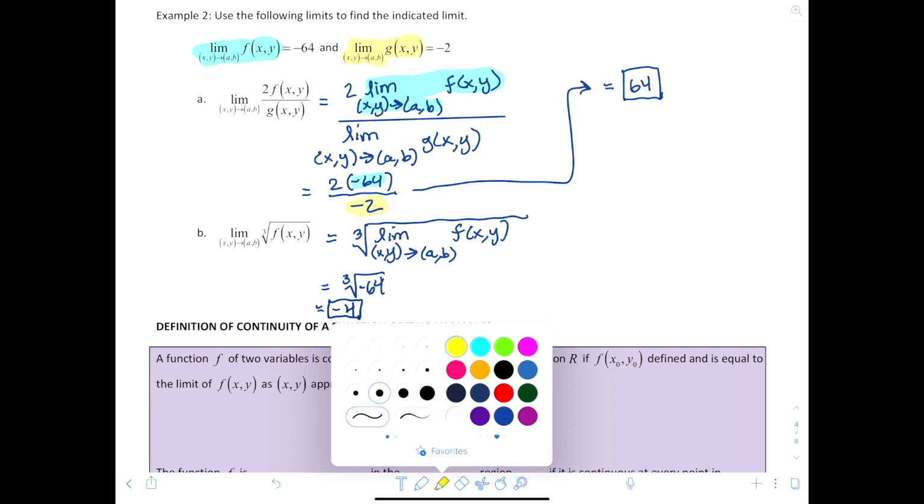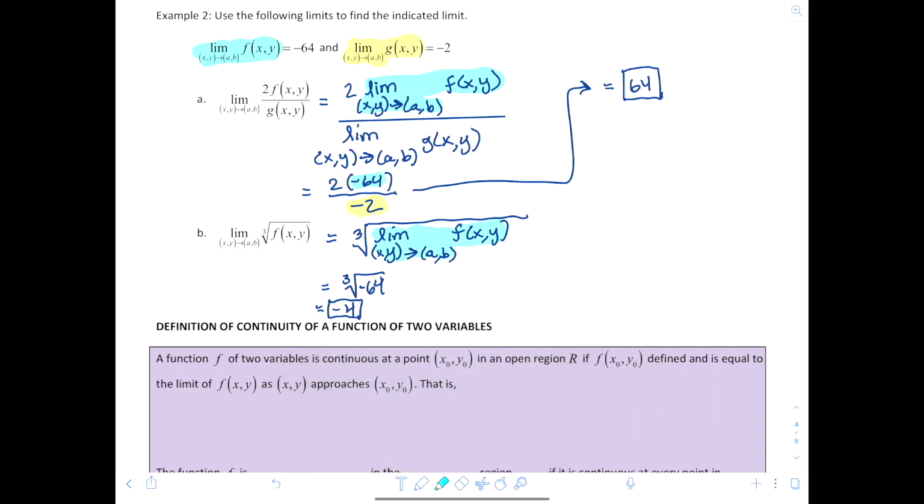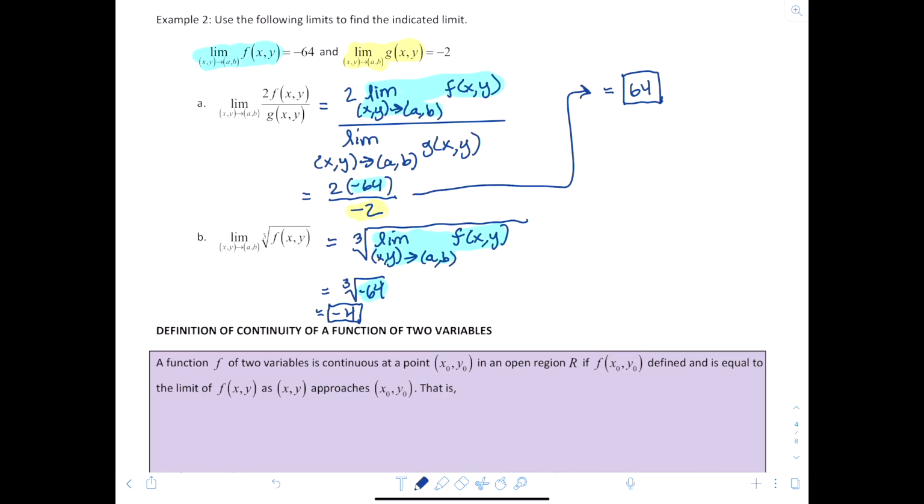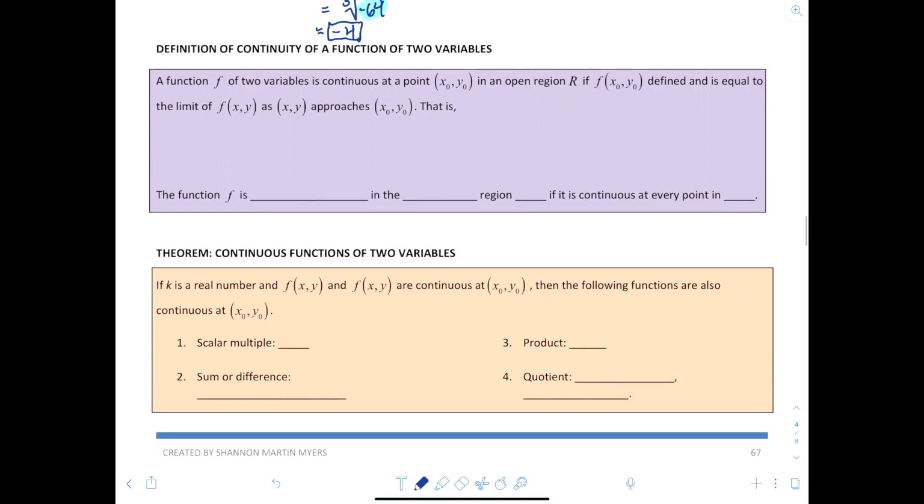Cool? All right, and that was from, again, using properties of limits and the values these particular limits were given to have. All right? Okay, so now let's go into continuity of a function of two variables. A function f of two variables is continuous at a point (x0, y0) in an open region R if f at (x0, y0) is defined, and is equal to the limit of f of x and y as (x, y) approaches (x0, y0). So just like before, there were 3 conditions when you were looking at a function of a single variable. The limit had to exist, right? And the function value had to exist. And those 2 results had to be equal to each other. So they're just kind of shortening it.